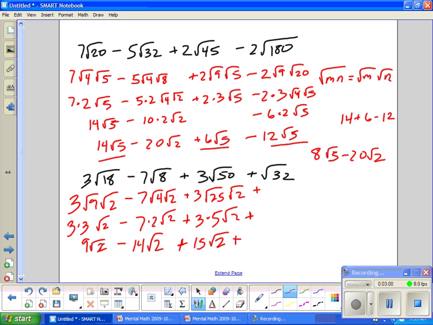Last one, this is one that, again, the old math teacher here knows well. 32. I see 16 and 2. And that's simply by practice. If you do 4 and 8 like we did up on top, it'll work. But I know 16 times 2 is 32. They're both factors. Square root of 16 is 4. And again, now all 4 terms are like terms. 9 minus 14 is negative 5. Plus 15 is 10. Plus 4 more is 14 square roots of 2.